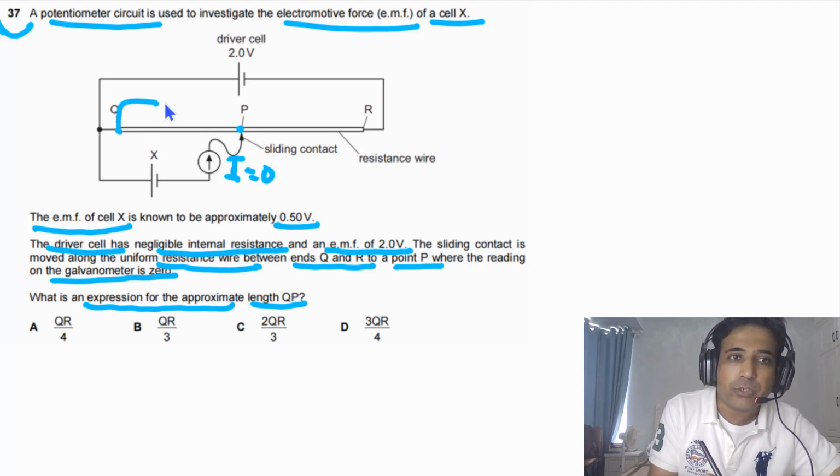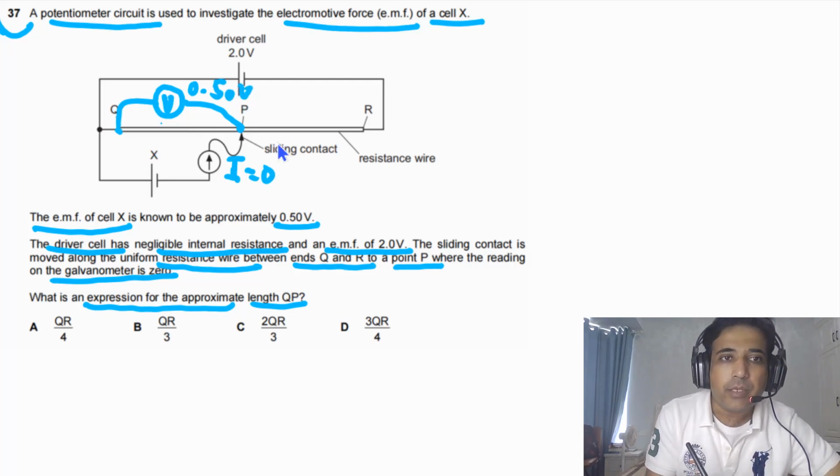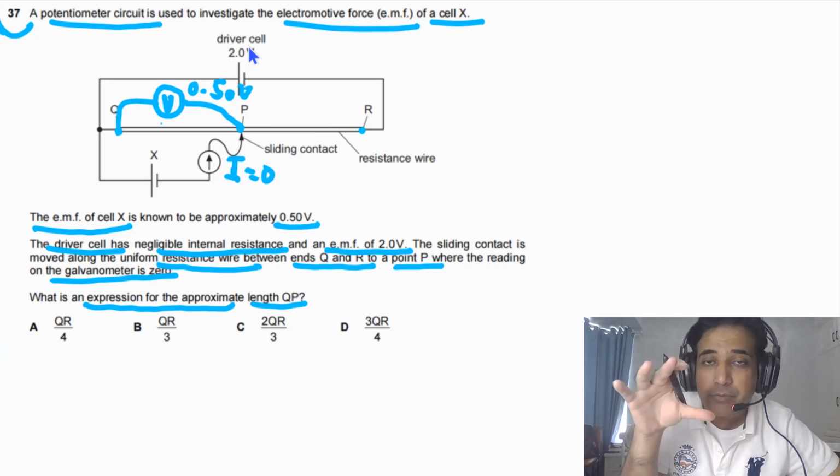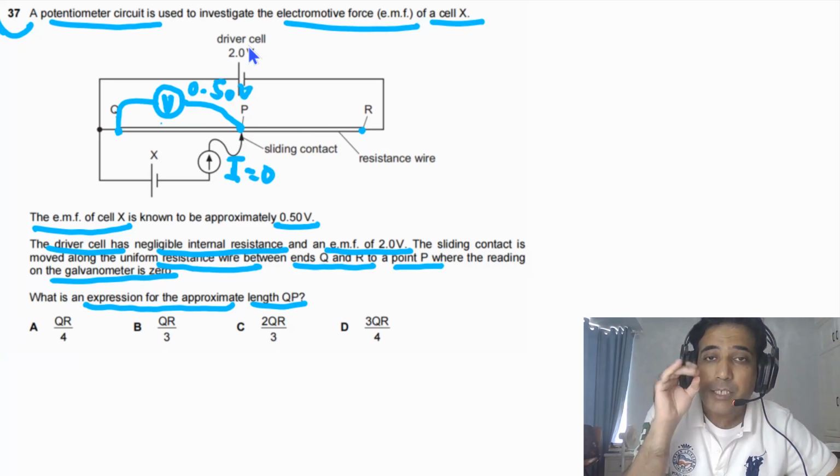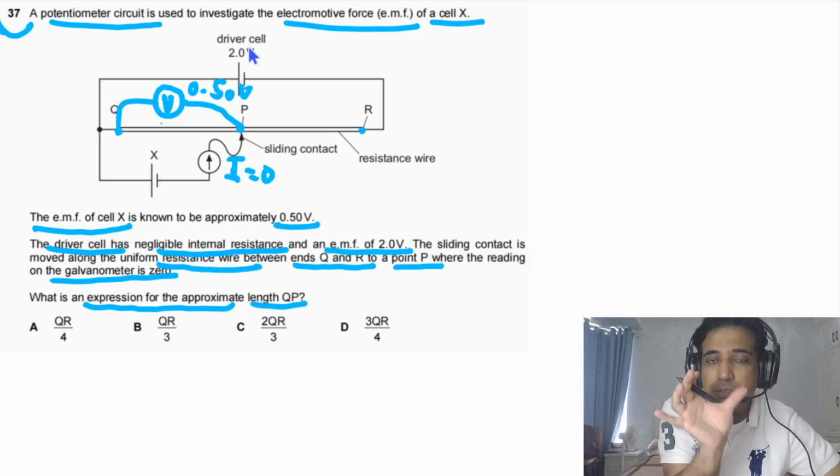It means that the potential difference between Q and P is equal to the EMF of this cell, and the EMF of this cell is 0.50. So the reading on the voltmeter will be 0.50 volts, and the potential difference between points Q and R is equal to the EMF of the driver cell, because the driver cell has no internal resistance. If the driver cell has internal resistance, then we need to take the terminal potential difference across the terminals of the driver cell.